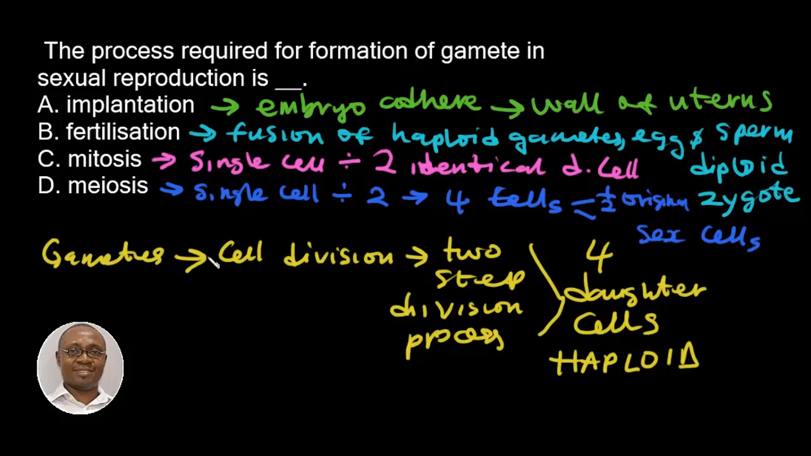And remember what we said about gamete formation. Gametes are formed by a type of cell division called meiosis. So the answer option D is the right answer.